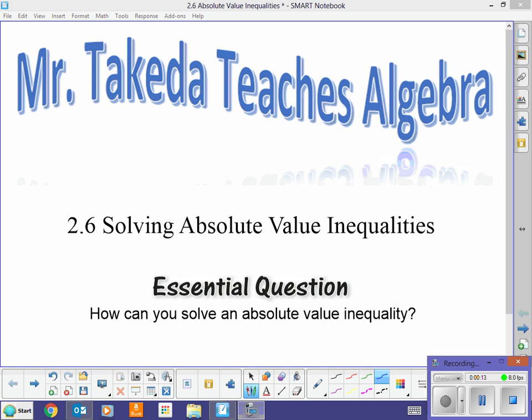This is lesson 2.6 on solving absolute value inequalities. Yes, those darn absolute values are back here. We thought we left them behind in the previous chapter on equations, but here they are returning to us like a bad penny, and they're going to affect our inequalities. So we ask the question, how do you solve an absolute value inequality? Well, let's take a look.